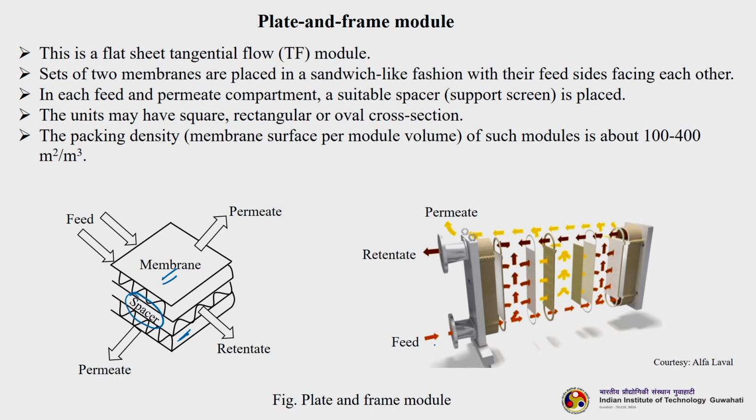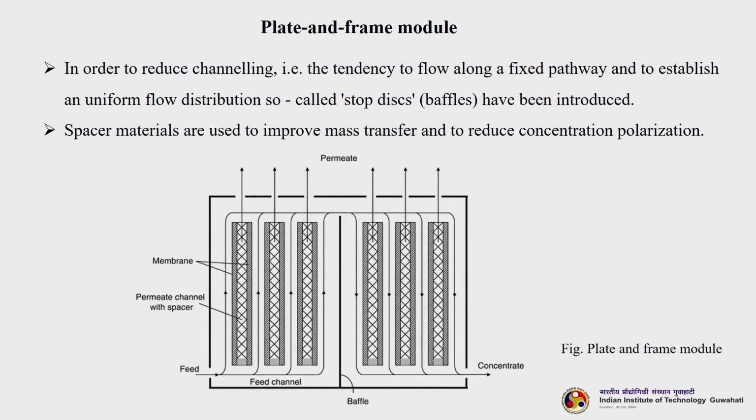Here the feed is entering, and we are getting the overall retentate here. You can have many different types of membrane arrangements here, and the permeate we are getting here. This is one of the oldest types of system, and quite good also. In order to reduce channeling, the tendency to flow along a fixed pathway, and to establish a uniform flow distribution, the stop dish or baffles have been introduced.